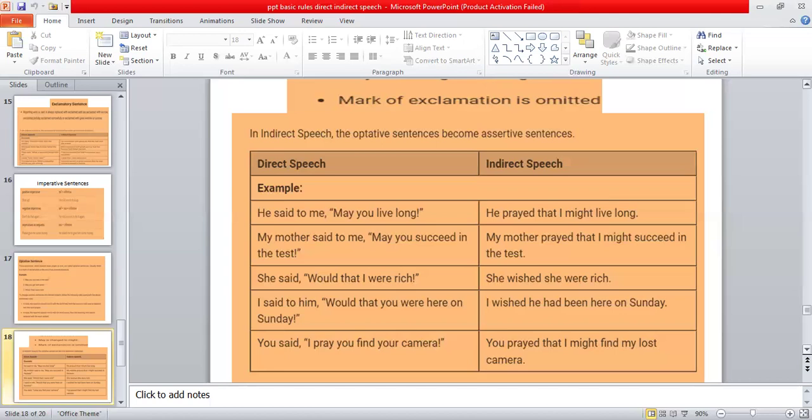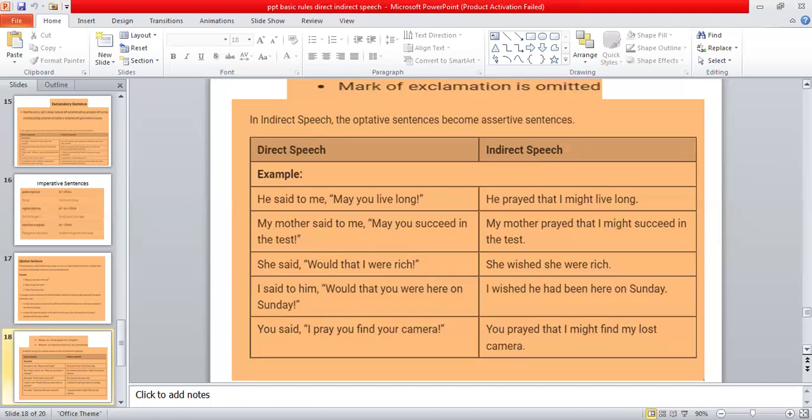So, keeping all these rules, you have to change the sentences from direct to indirect speech. If you keep all the rules in mind, then there will be no mistake at all, and you can easily change them from direct to indirect speech.